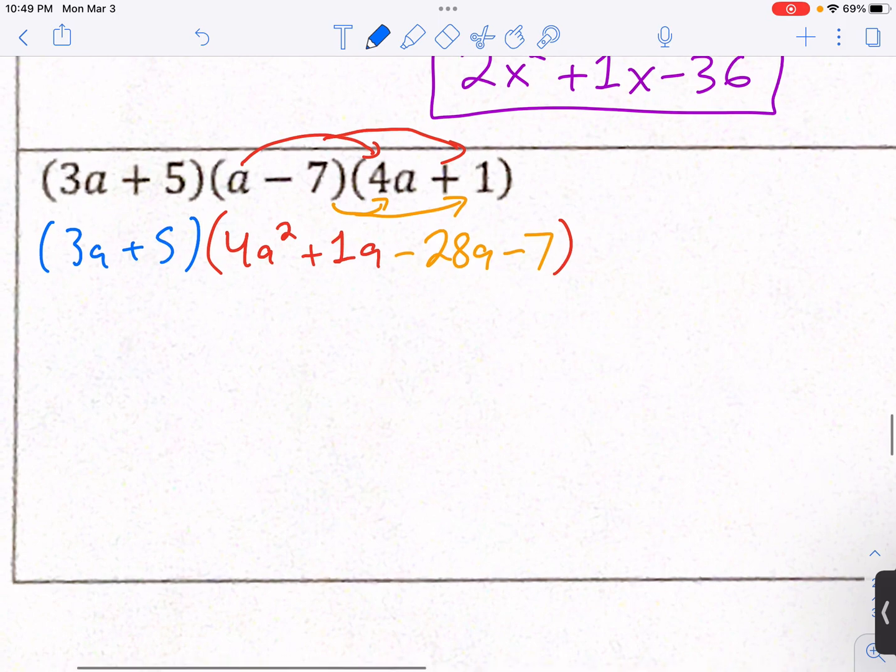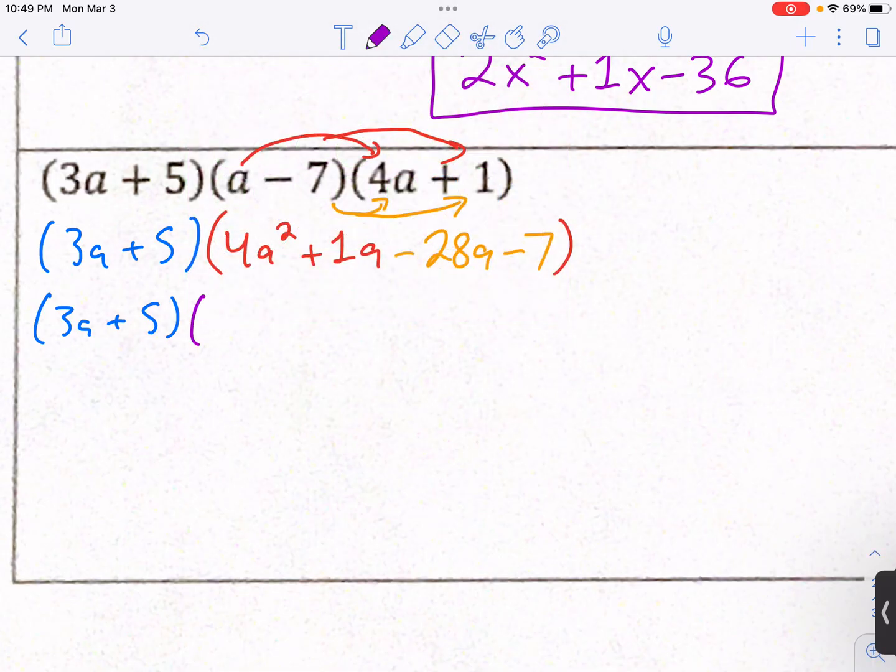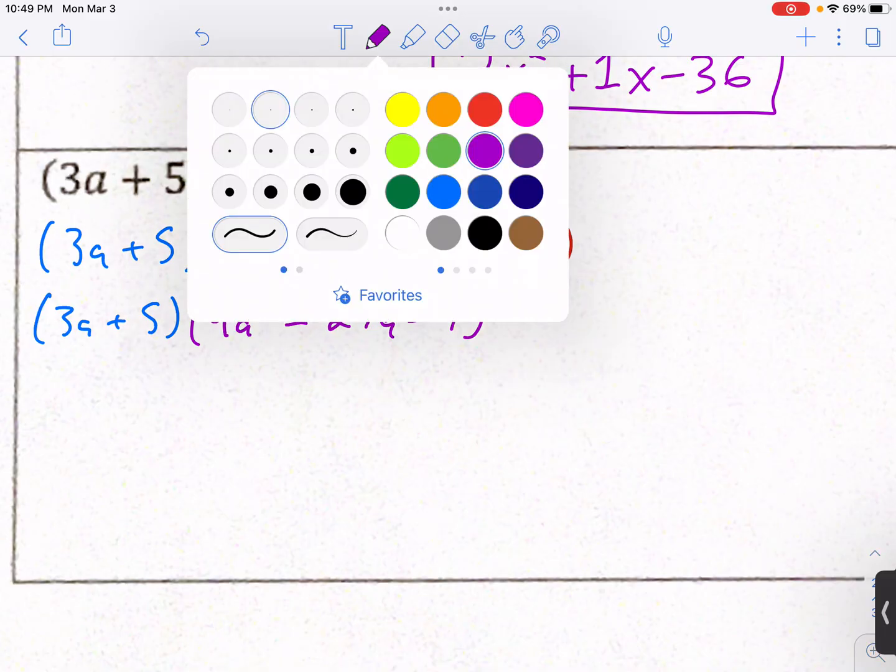Okay, and again, I'm going to combine my like terms. So over here, I'm going to look right here. Those are my like terms, so I'm going to copy up 4a squared. I add my a terms, so my linear terms. That's going to be minus 27a minus 7. All right, that's what we get. Again, we multiplied the 2 binomials on the right. Now we're going to distribute the blue one.